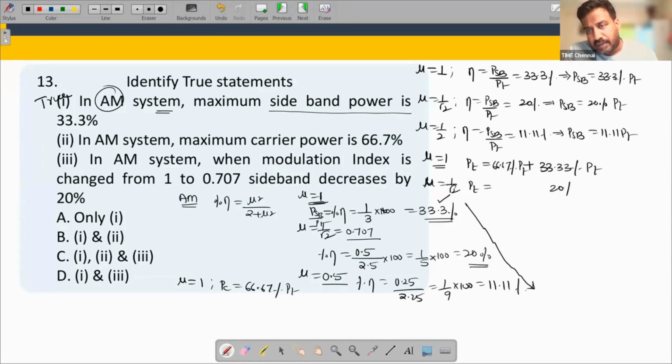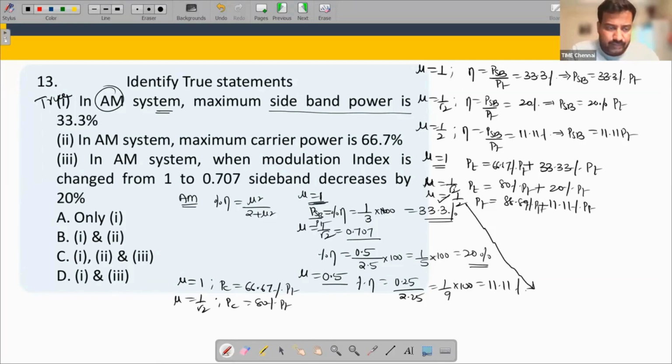When mu is 1 by root 2, sideband power is 20% of total power. So this will become 80% of total power. So when mu is 1 by root 2, carrier power is 80% of total power. Similarly, when mu is 1 by 2, sideband power is 11.11% of total power. This will become 88.89% of total power. Therefore, when mu is 1 by 2, carrier power is 88.89% of total power.